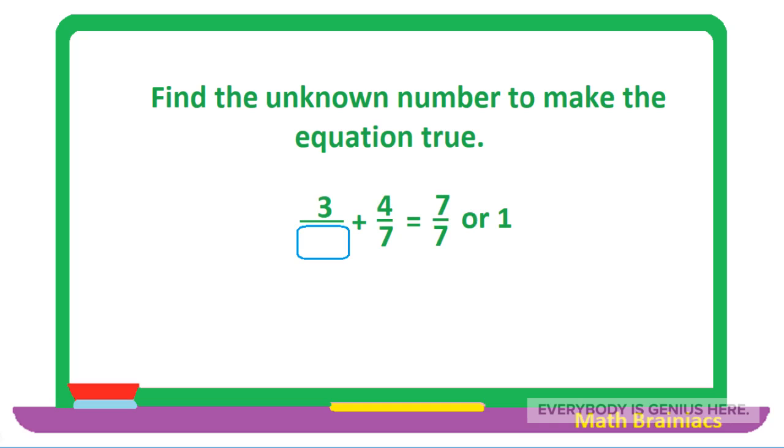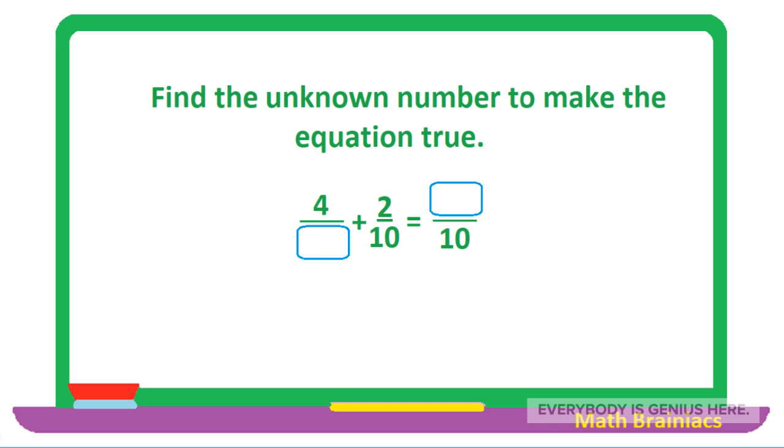What about this equation? We know that like fractions have the same denominators. Therefore, 3 over box plus 4/7 is equal to 7/7 or 1. Accordingly, the unknown denominator is 7. Therefore, 3/7 plus 4/7 is equal to 7/7 or 1.